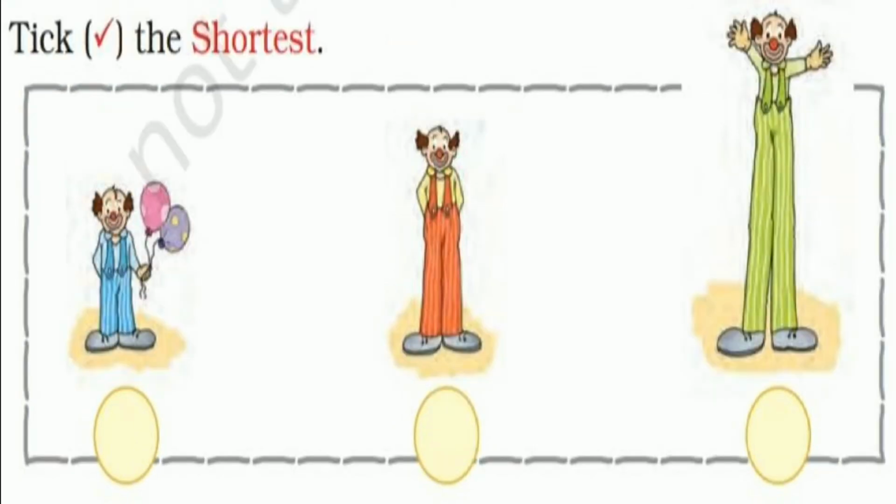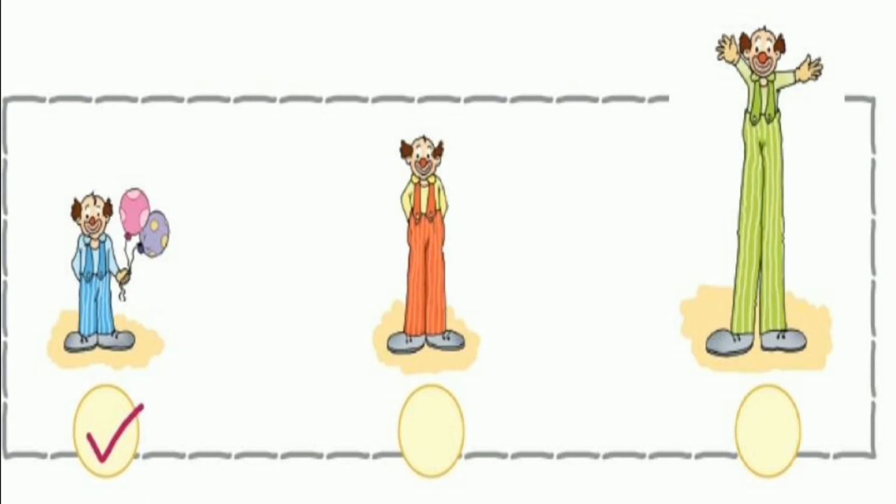Next, take the shortest. Children, here you can see three jokers. Who is short, children? Yes, the first joker is short, right? So the first joker is the shortest. So we shall take the first joker.